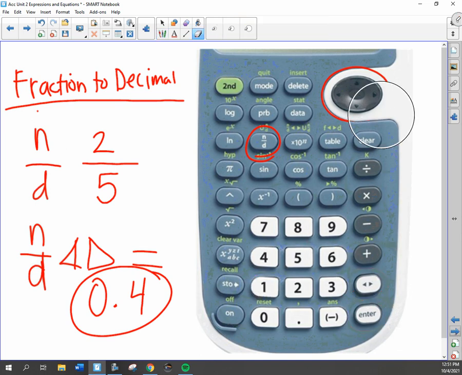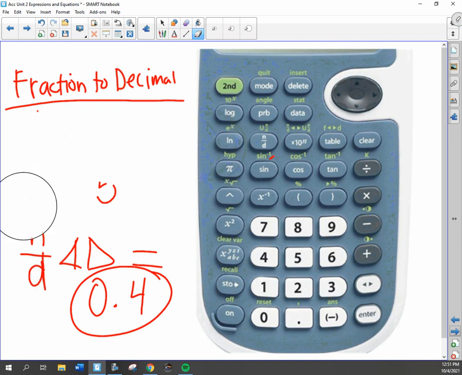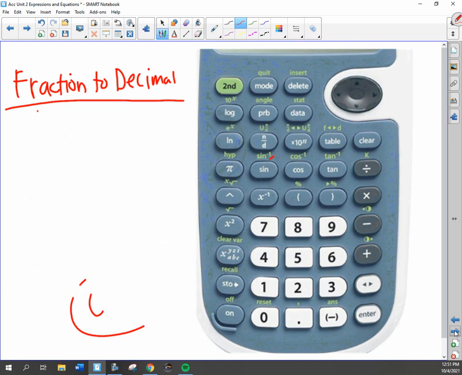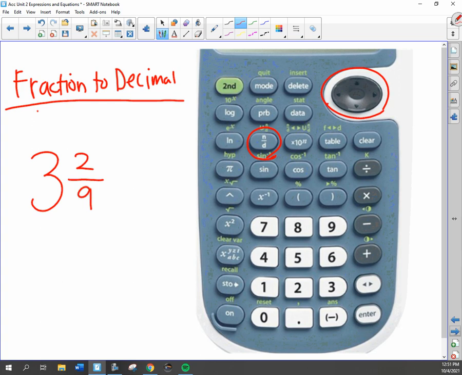Now, what if I have a whole number? There are 2 ways to do this. So let's do 3 and 2/9. There's 2 ways to do this. One, you can hit the N/D button, and then you can scroll in front of it using your arrows, okay, and put the 3 in front. And then the 2/9, and then your arrows and your enter sign. Put that in your calculator, check it, make sure you know how to do that.